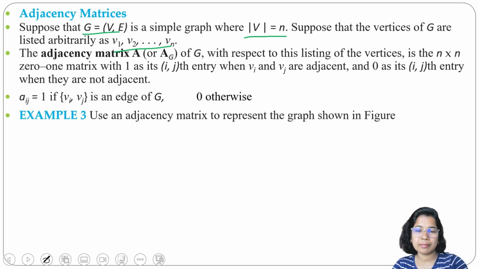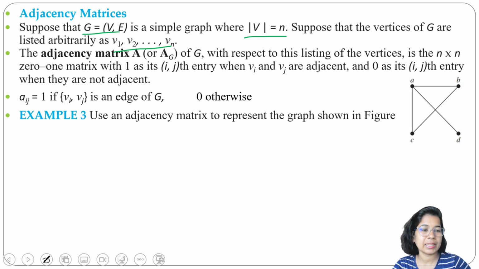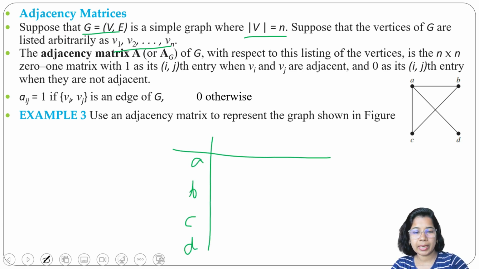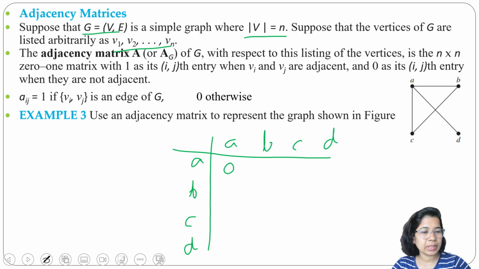So let's see one example. Use an adjacency matrix to represent the graph shown in the figure. This is the graph. Now I'll create the adjacency matrix. For this, there are 4 vertices A, B, C, D. So A, B, C, D, and here also we'll write A, B, C, D. A to A, no edge, so 0. A to B, there is an edge. A to C, there is an edge. A to D, there is an edge. So 1, 1, 1. If they are adjacent, it will be 1. If they are not adjacent, it will be 0.